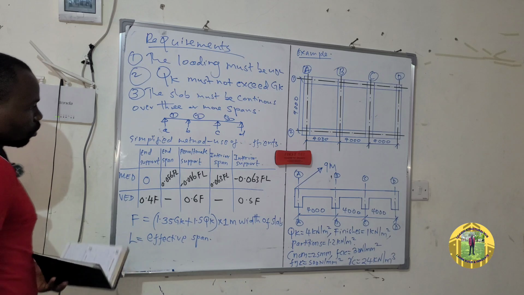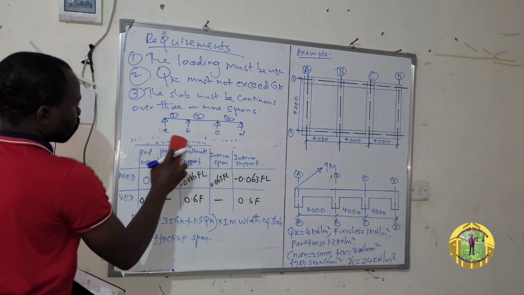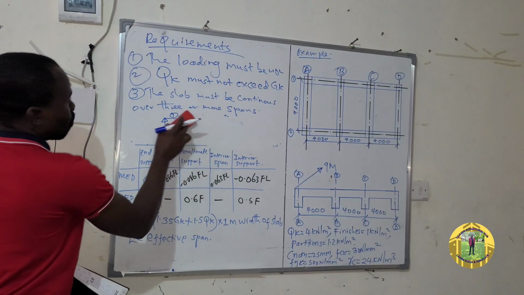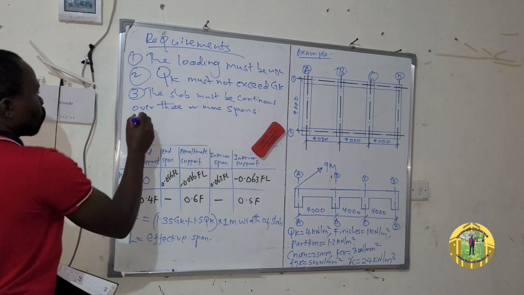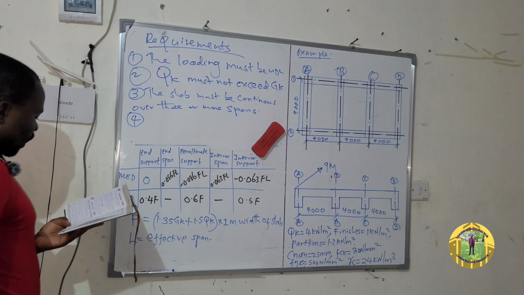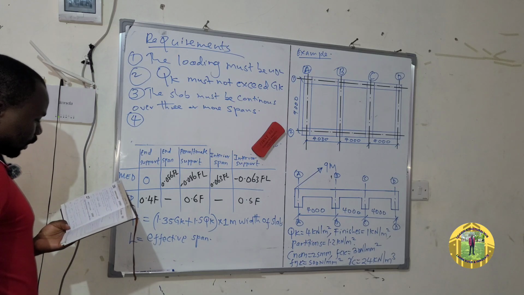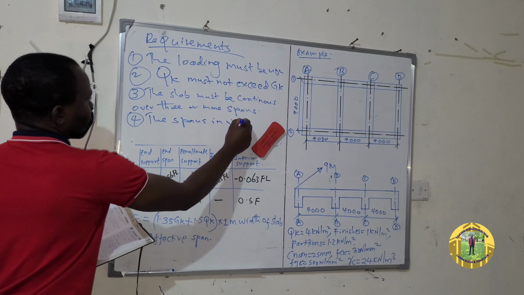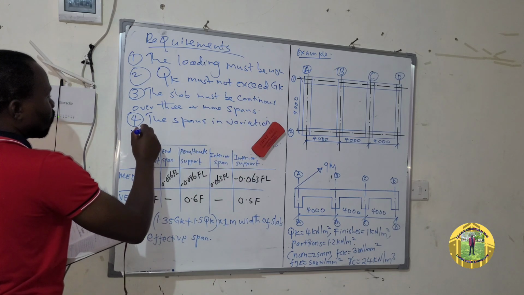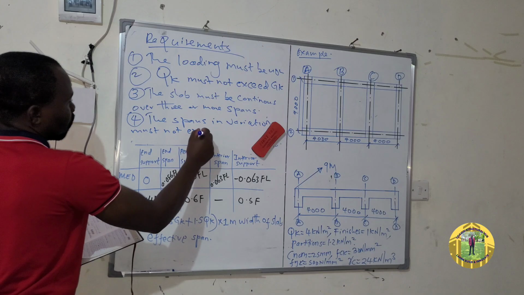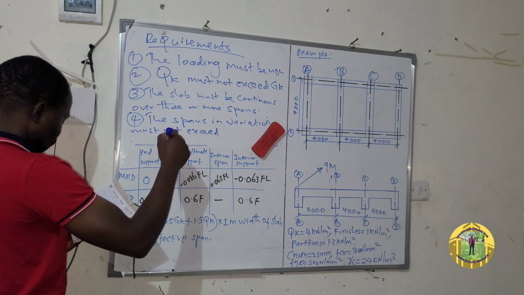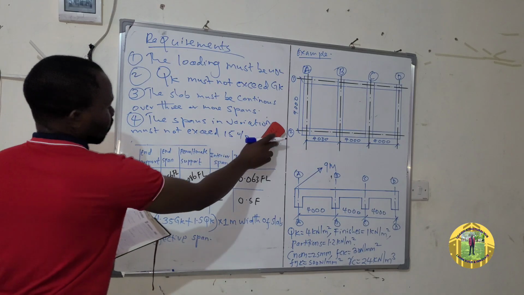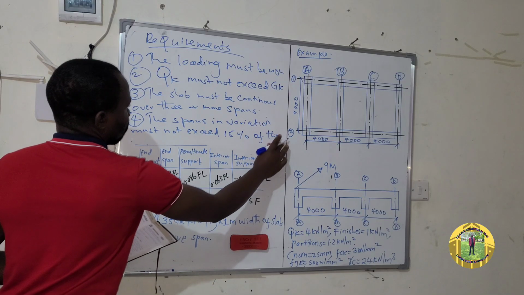We move to condition number 4. The variation in span lengths must not exceed 15% of the longest span.